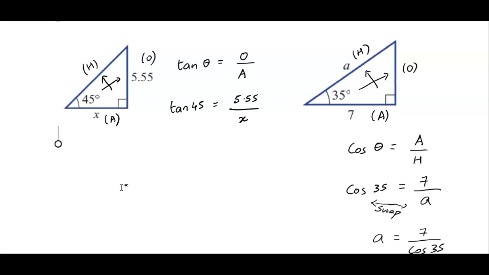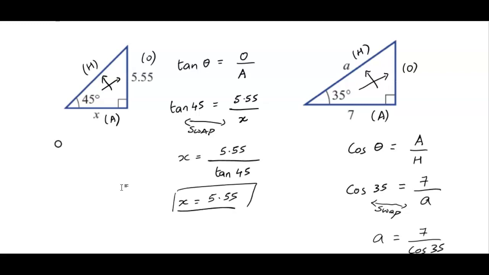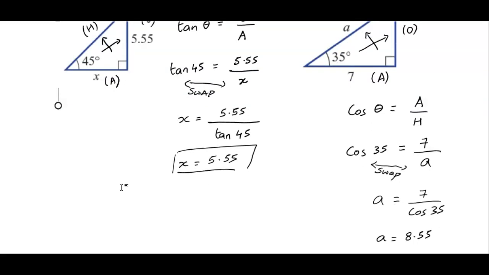Again, we have a situation where we have the unknown length in the denominator. So what we're going to do is a quick swap. So x equals 5.55 divided by tan 45. If you go ahead and put that in your calculator, you should get the length of x as 5.55. And that completes all the examples for today.